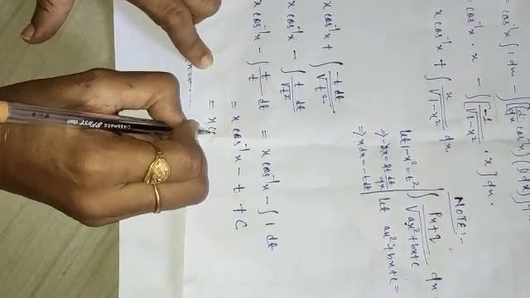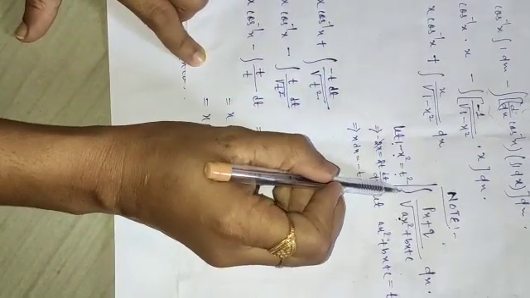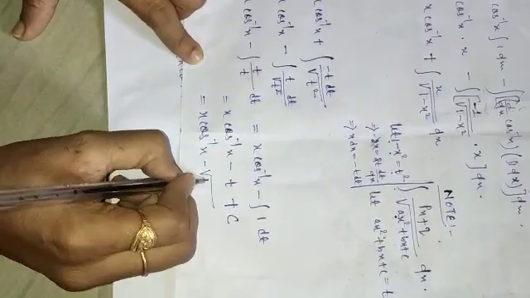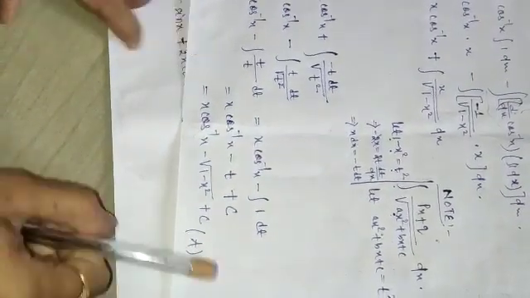And finally put the value of t. 1 minus x square was taken as t square, so t will be the square root of 1 minus x square, plus c. And this is the final answer. Thank you.